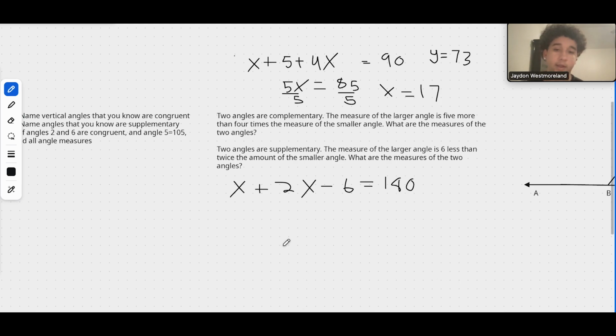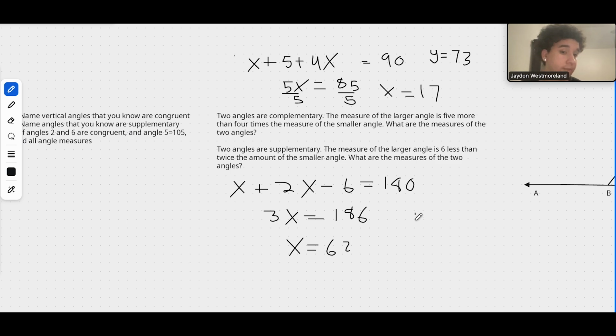From here, I'm just going to combine like terms again. This is going to give me 3x. I'm going to add 6 to both sides. 3x equals 186. I'm going to divide everything by 3. 18 divided by 3 is 6. 6 divided by 3 is 2. X is equal to 62 degrees.